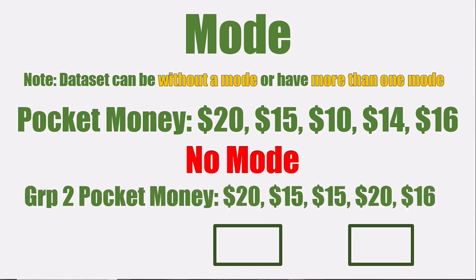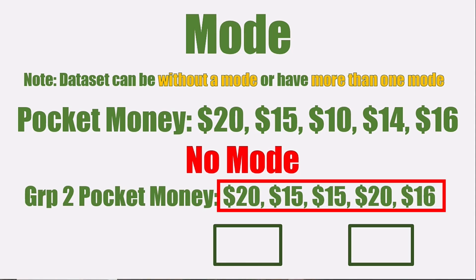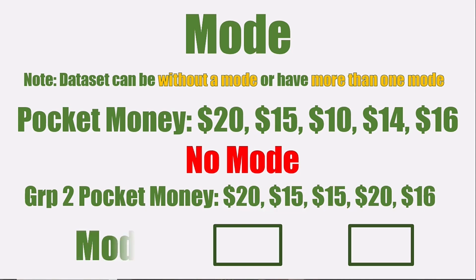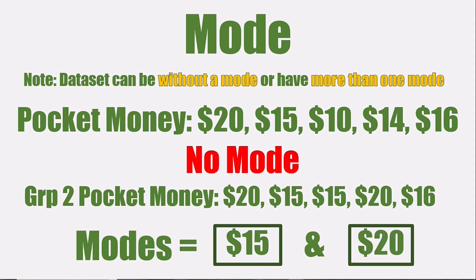Again, if you get another group of students or pupils, and that's actually their pocket money, you can see that from that data set, $20 appears twice, and $15 also appears twice. That means this data set has two modes, $15 and $20. All of them are the modes of this data set. So it has two modes. So a data set can have no mode, or it can have more than one mode.